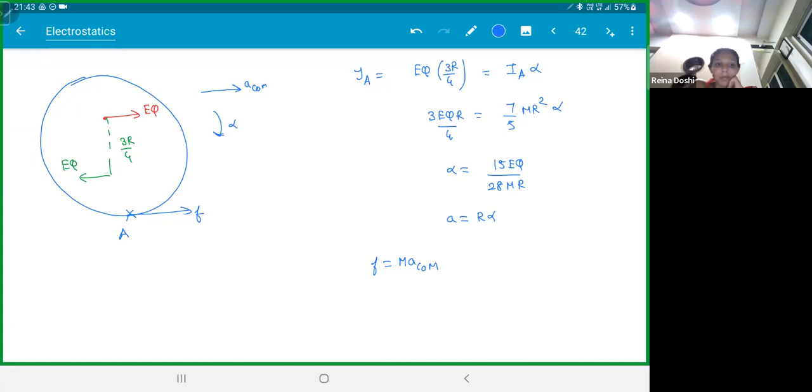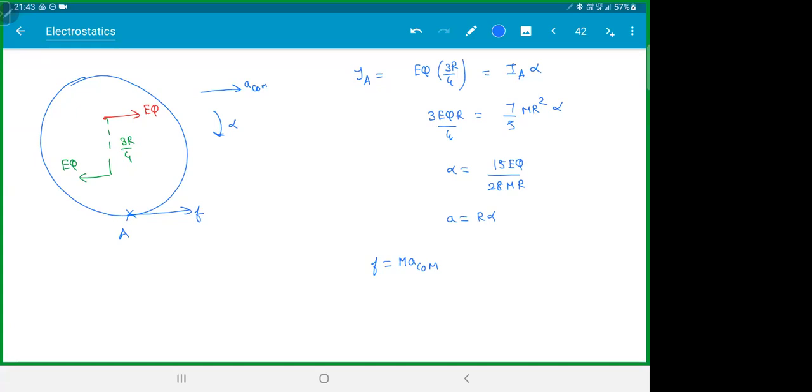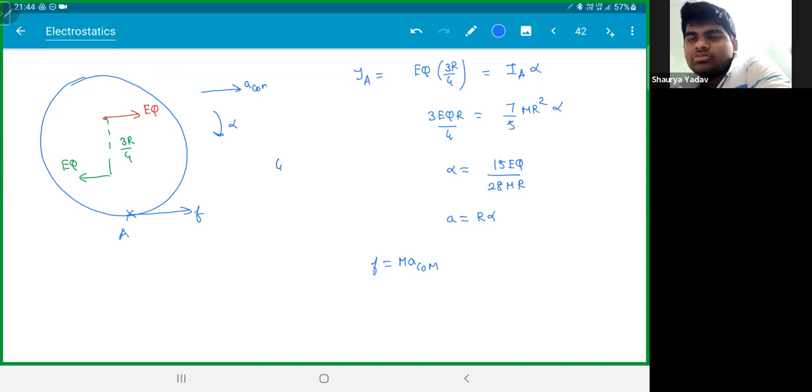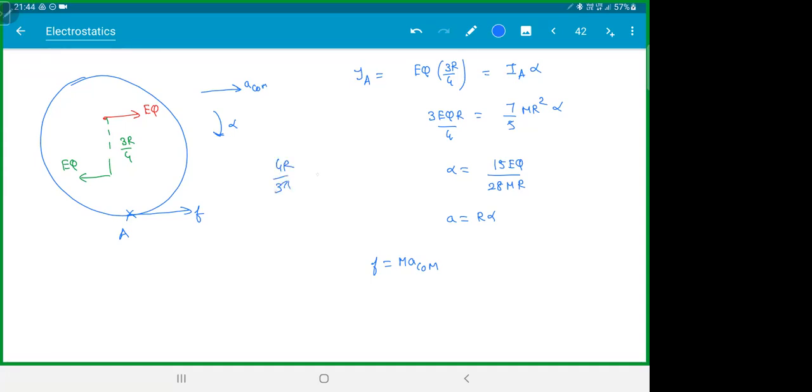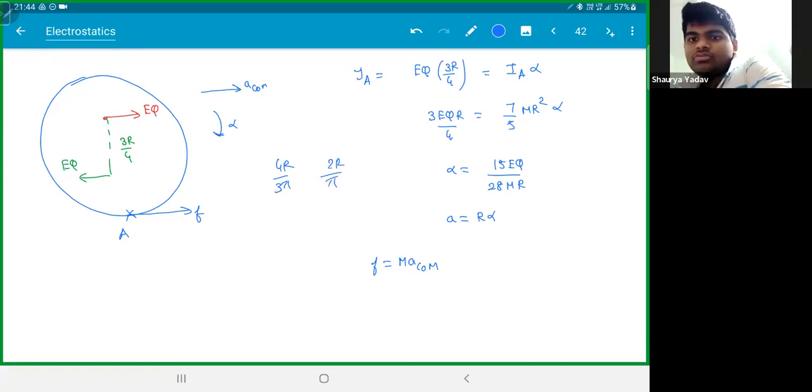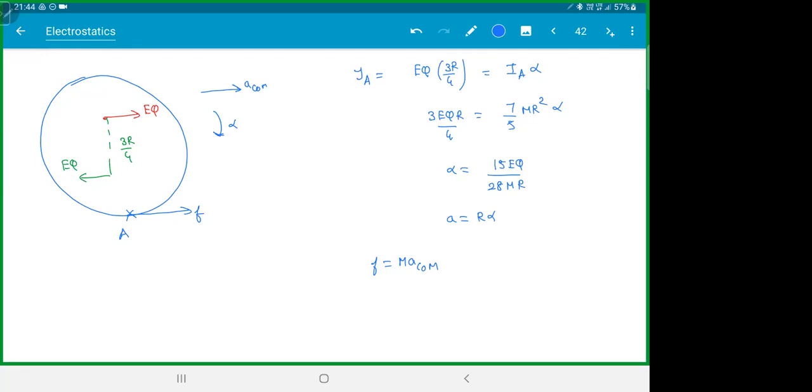Wake up, Gauri. Everyone is telling me we should have 4R by 3 pi. 2R by pi is for what? That was the half ring. Yes. Don't forget. You have to solve from there.